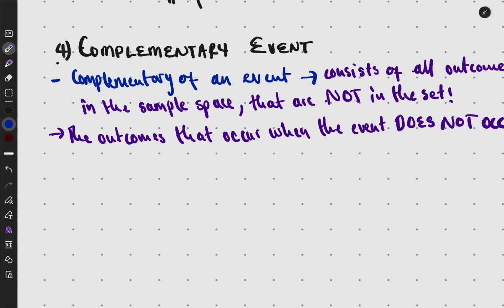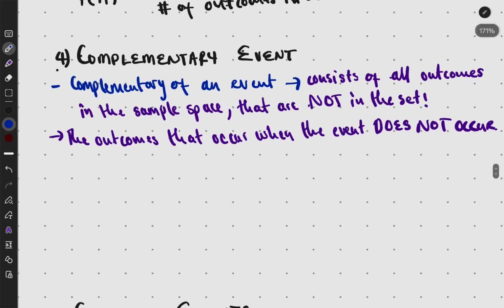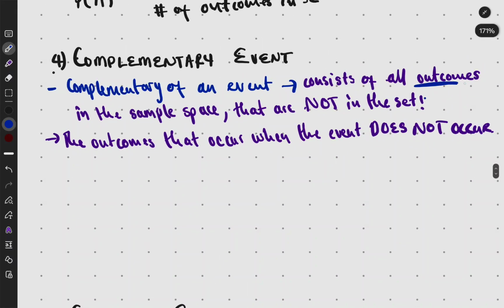Then a complementary event. We say a complement of an event. It is when you're looking for all outcomes that are in the sample space but that are not in that particular set. So if we say A complement, we want all outcomes that are in the major set, but we don't want the ones that are in A. It's all outcomes that are in the sample space but not in A. So the outcomes that occur when the event does not occur, these are going to be your complement.